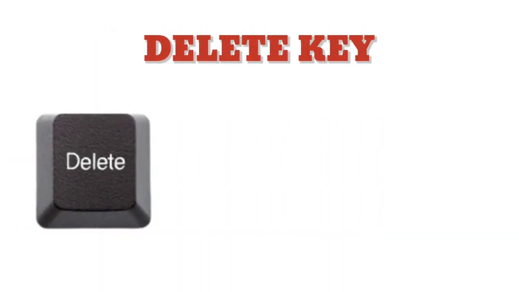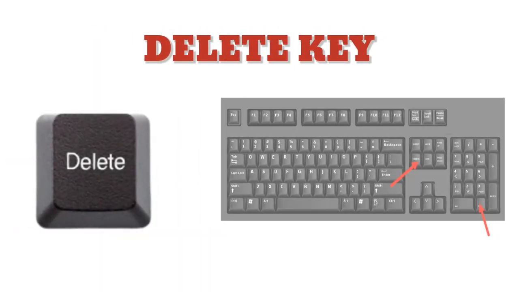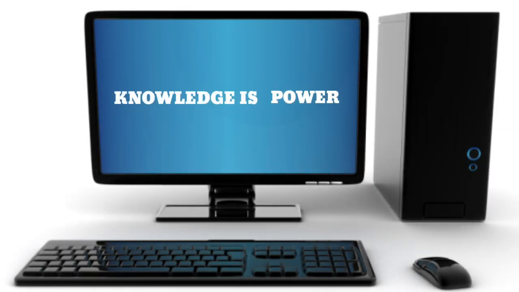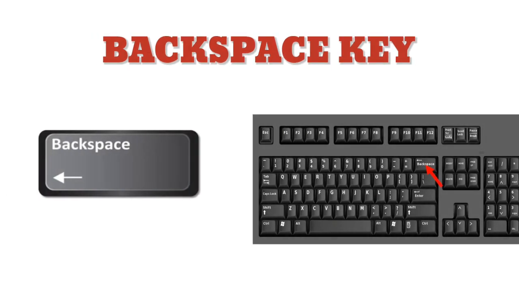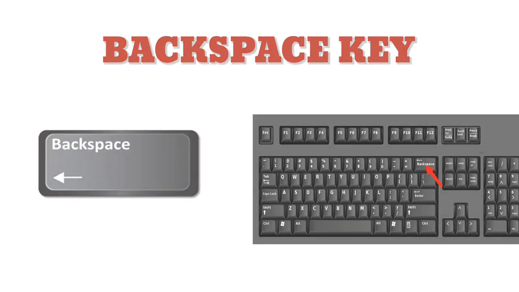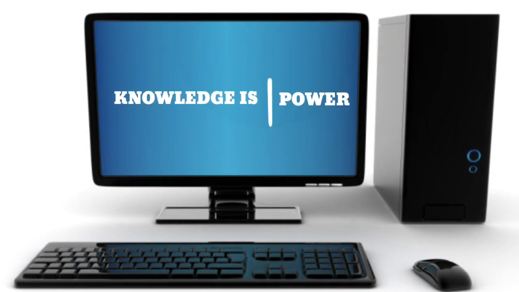Delete key. There are two delete keys on the keyboard. The delete key, when pressed, erases the letters to the right side of the cursor. Backspace key. There is one backspace key on the keyboard. The backspace key erases the letters to the left side of the cursor.